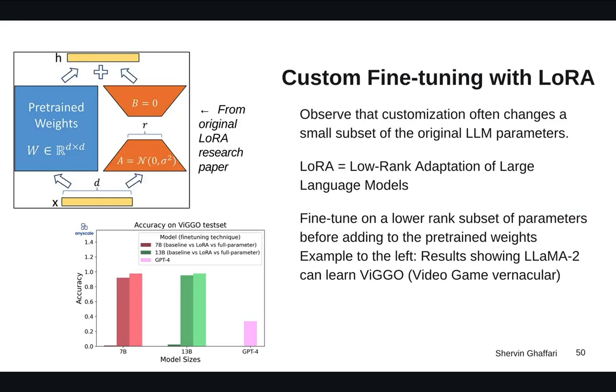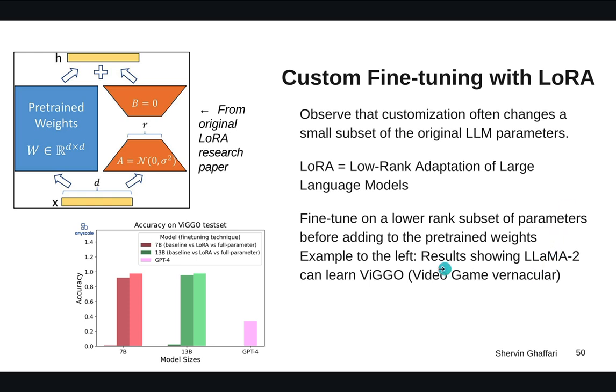Custom fine tuning with LoRA, low rank adaptation. Low rank adaptation, as I said before, keeps the model weights frozen, but it decomposes the weight matrices into low rank vectors. It's a multiplication of two low rank vectors, which leads to the same dimension as the weights.